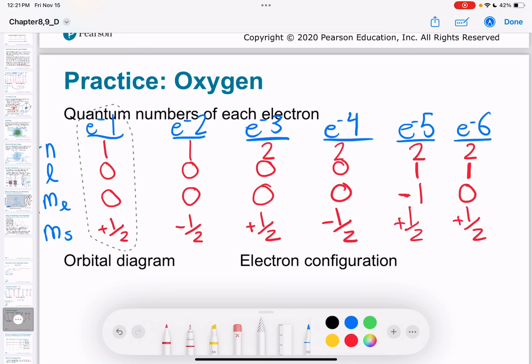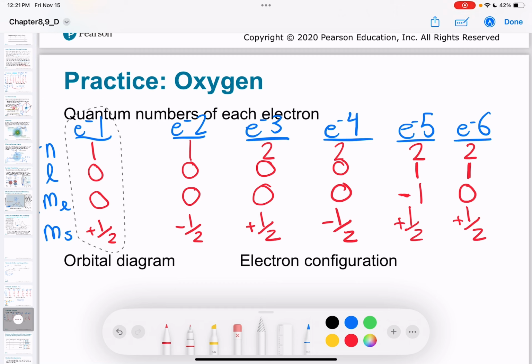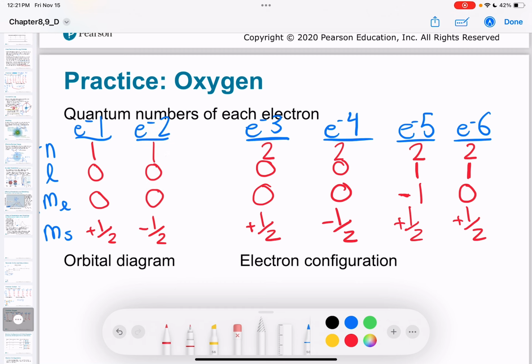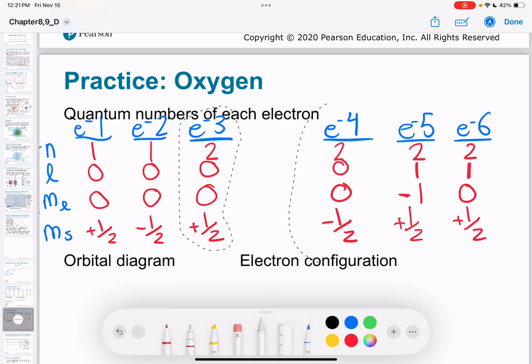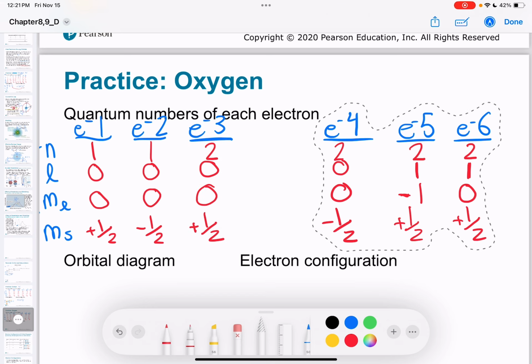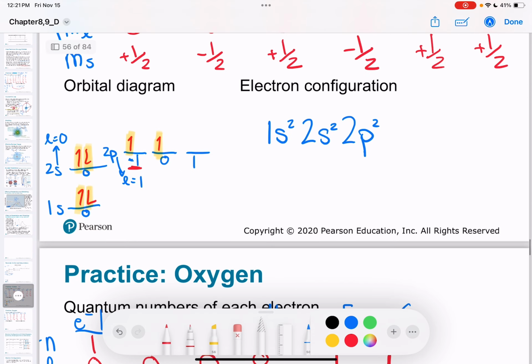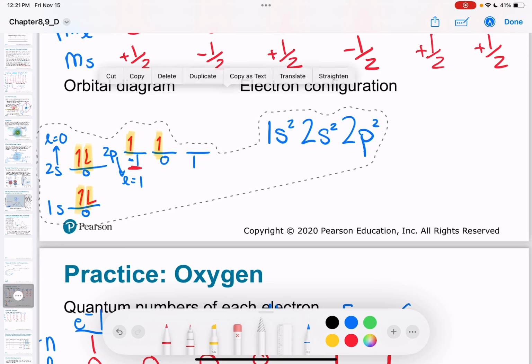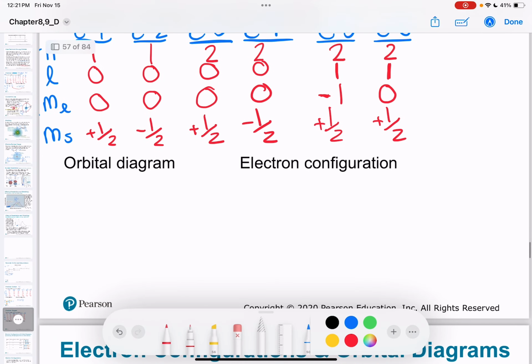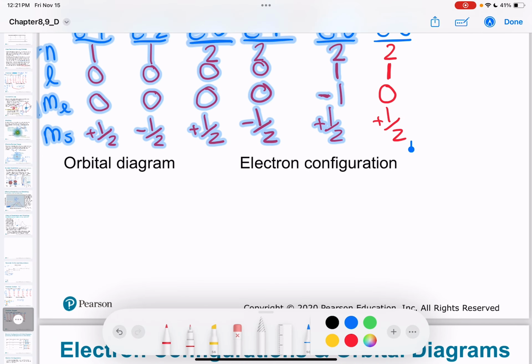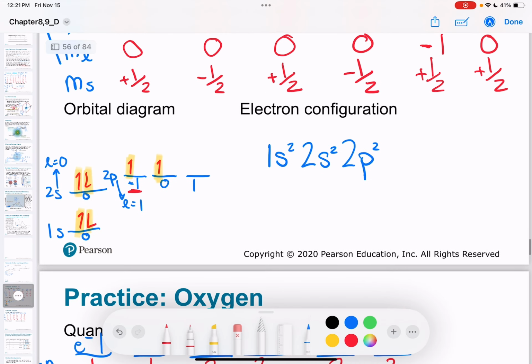I can do the same thing with the orbital diagram. I can do the same thing with the electron configuration. I'm just going to squish these guys in a little closer so that we can make room for those other 2. Okay. I'm going to copy the orbital diagram and the electron configuration, and then I'm just adding to them. Oxygen has 2 extra electrons, so I need to account for those 2 extra electrons.